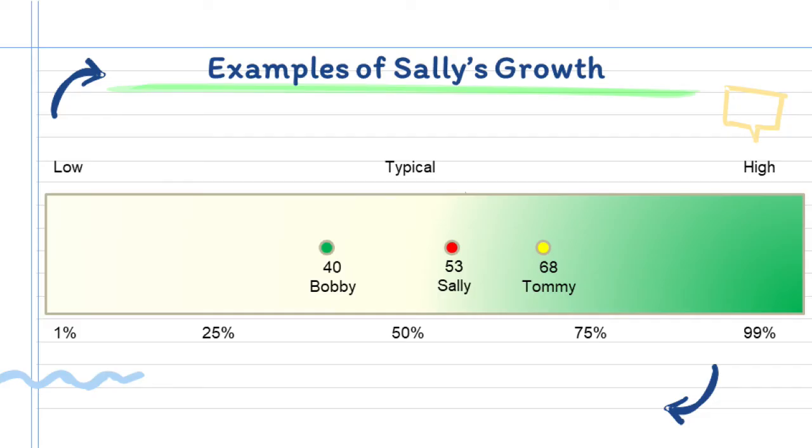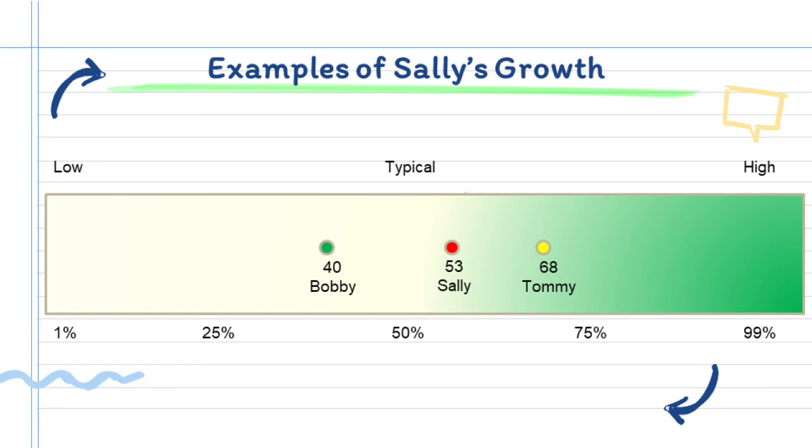Now let's switch gears and consider initial level peer comparisons. Bobby was at a low risk at the start of the school year. This is indicated by the green dot. When compared to other initial level peers, his growth is ranked at the 40th percentile, which is a bit below average.